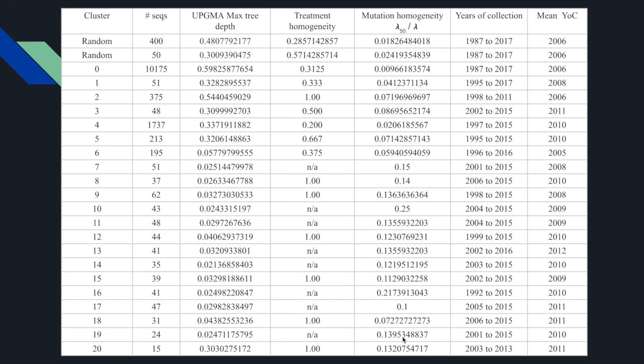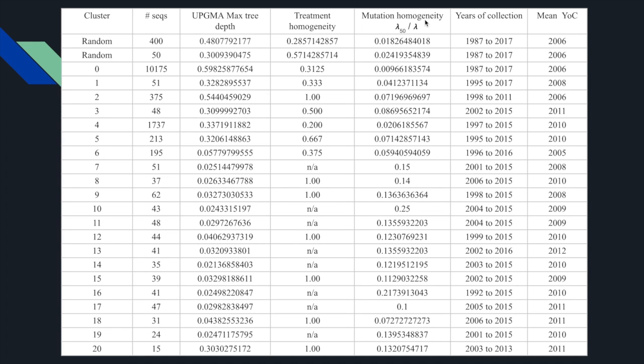Another way to look at the ability of our analysis to identify related sequences is to look at the penetrance of all of the mutations found in each cluster. To measure the consistency in the representation of mutations within a given cluster, we define a homogeneity index as lambda 50 over lambda, where lambda 50 represents the number of mutations with the frequency greater than 50%, and lambda represents the total number of mutations observed.